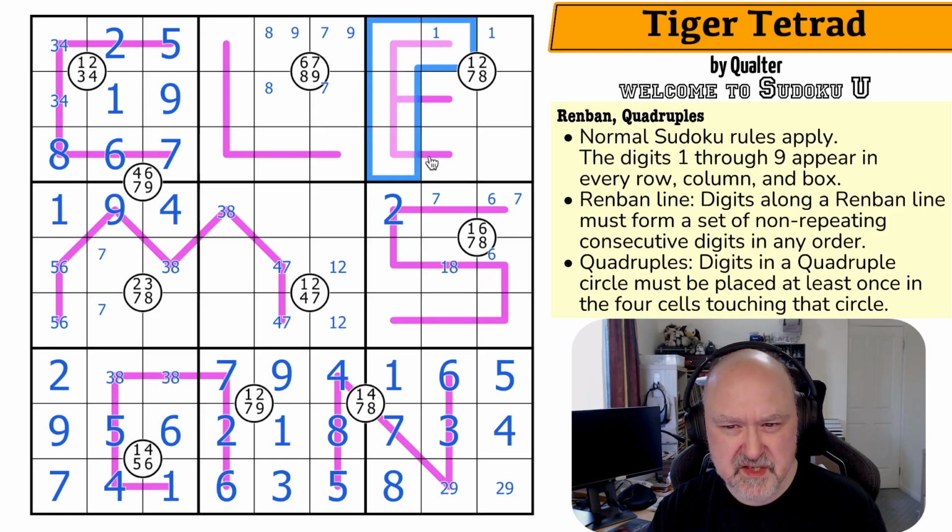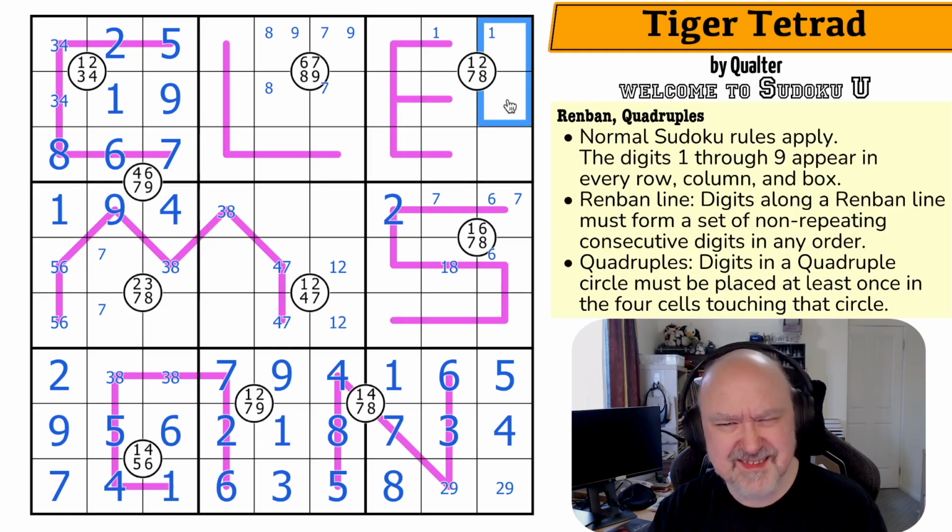This E might be doing a bit of work, because this E is either 1 through... If this is a 1, the rest, this would be a 2 and these would be 7, 8. I don't know. 2 is down here.